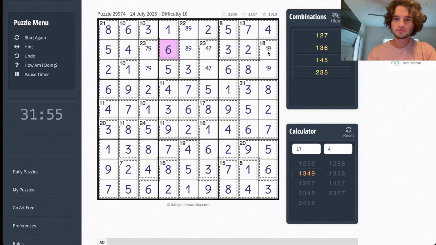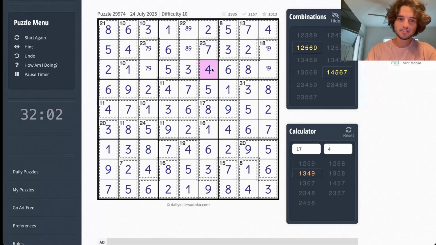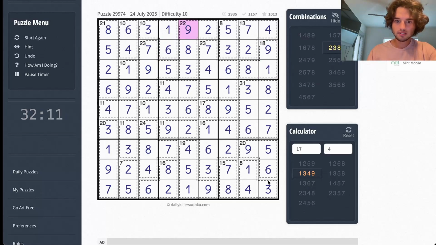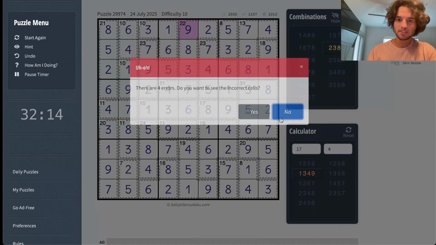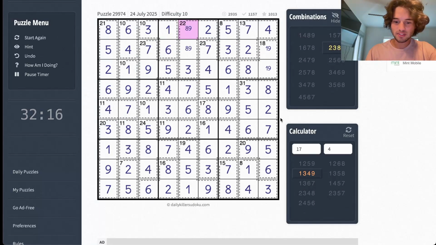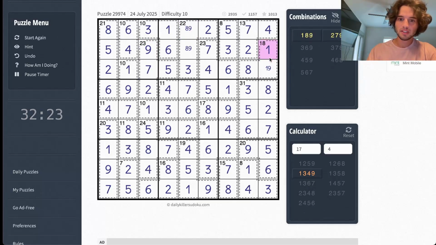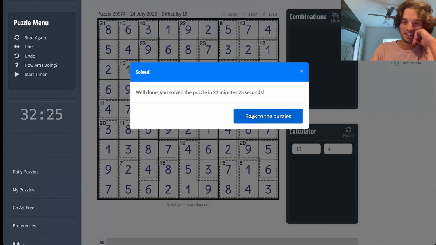6, 1, what else? 4, 7, 7, 9, 9, 1, 9, 8. Did I mess everything up? Yes, I did. Must have, go back until, there it is. 7, 9, 9, 1, 9, and 8 there. There we are. That's the puzzle for today.